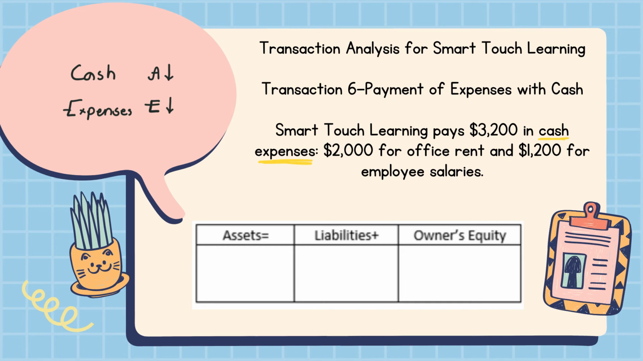So under assets, I'm gonna write cash. It's negative because I'm paying. I paid a total of 3,200. And under owner's equity, I need to write the expenses accounts, which are rent expense and salaries expense.